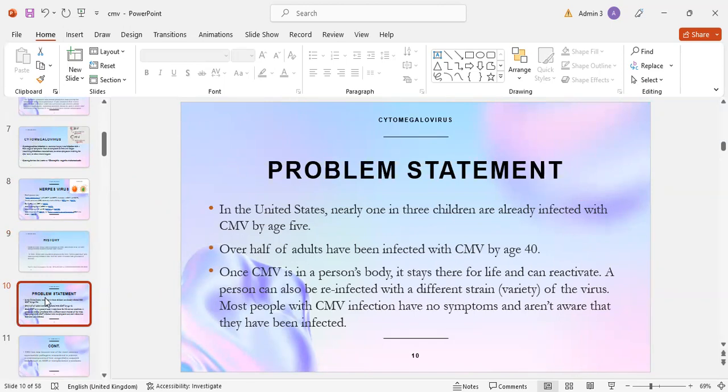Over half of adults have been infected with cytomegalovirus by age 40. Once cytomegalovirus is in a person's body, it stays there for life and can reactivate. A person can also be reinfected with a different strain of virus. Most people with cytomegalovirus infection have no symptoms and are not aware that they have been infected.